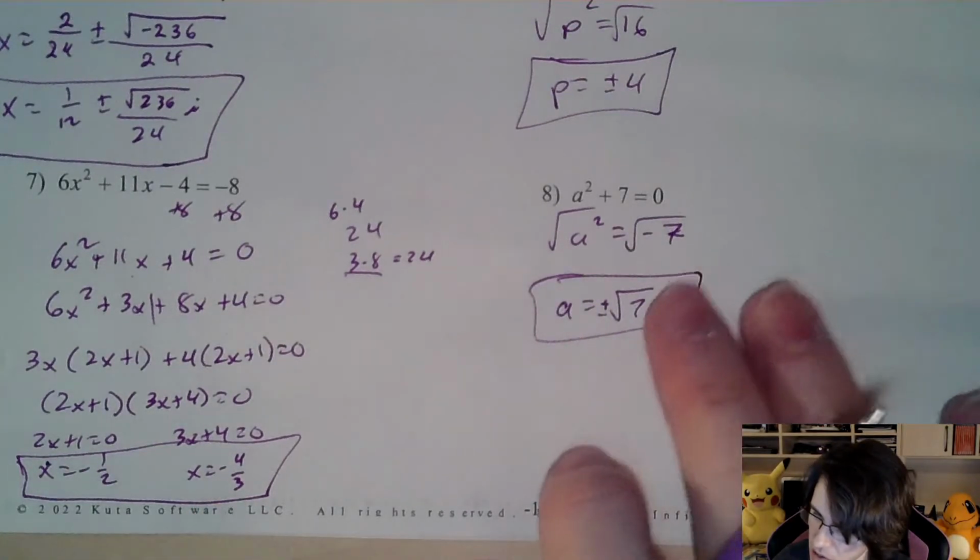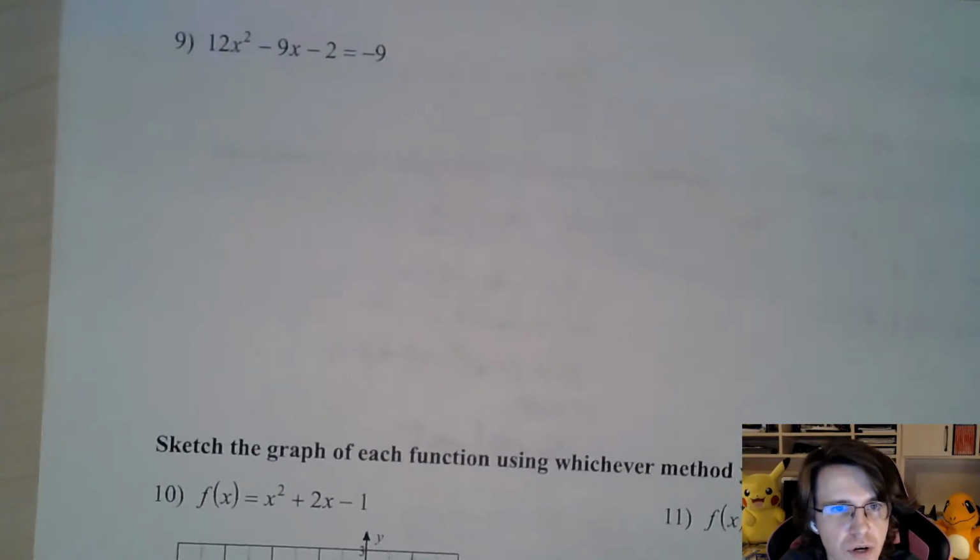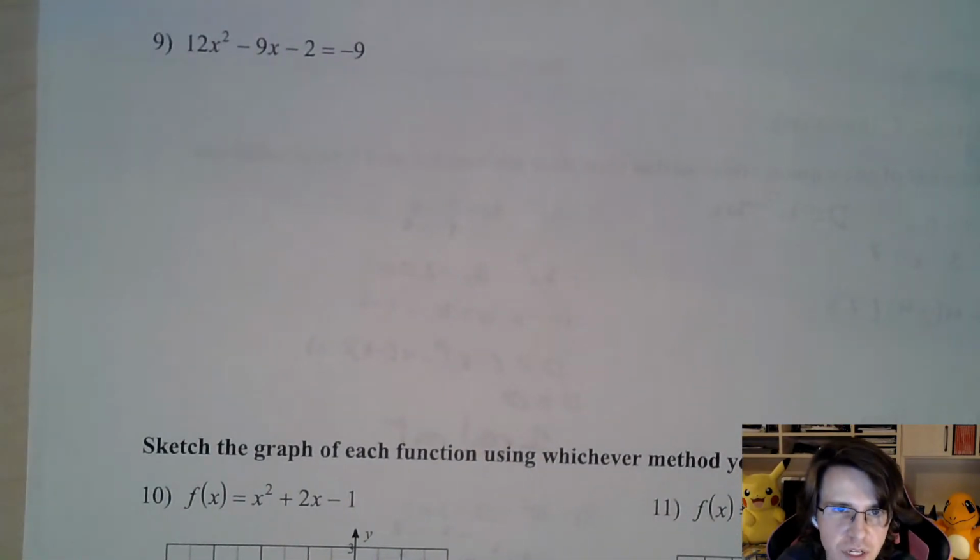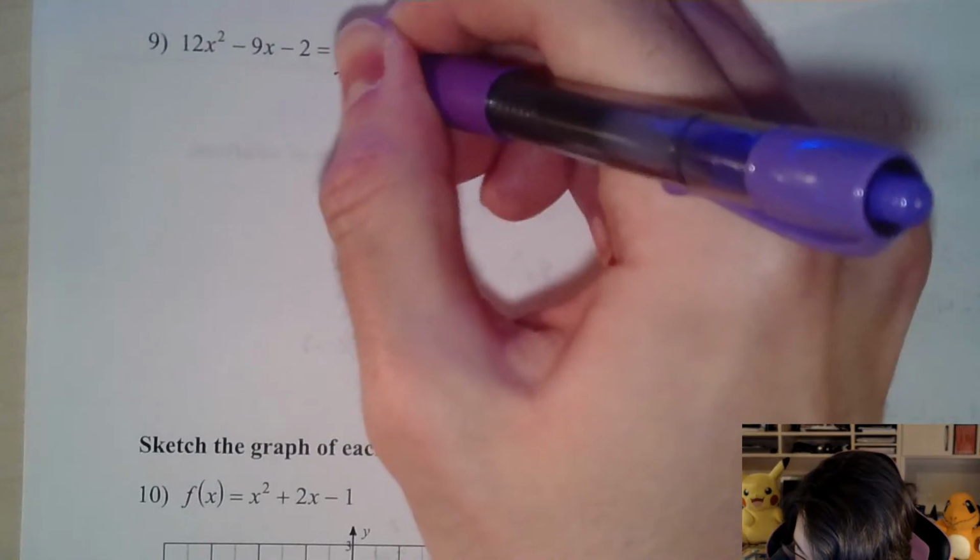That's it. Let's finish it up. Let's turn it to the back side here. We just have a few more to go. Same great first step here. We're going to add 9 to both sides.